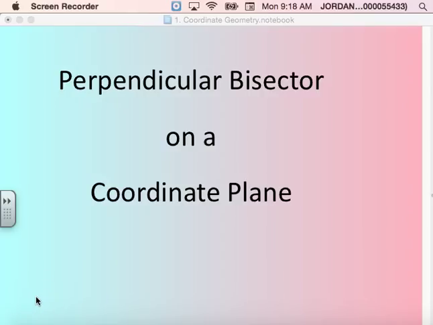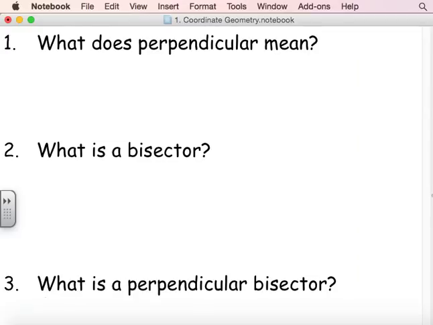Alright guys, so today we're going to be doing another short video on perpendicular bisector on a coordinate plane. So there's a few steps to this, so it can be a little tricky, but I'll walk you through each step once we get to them. So first of all, let's talk about what does perpendicular mean. Alright, so we've already talked about this.